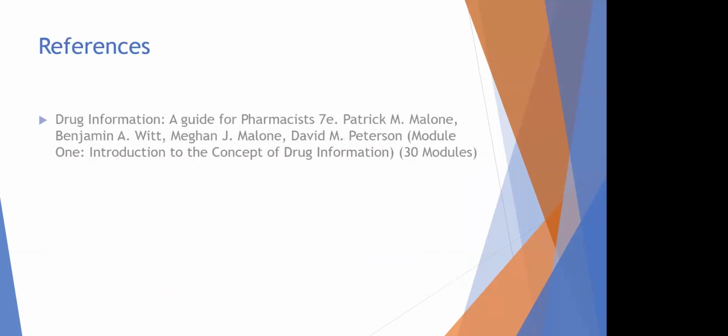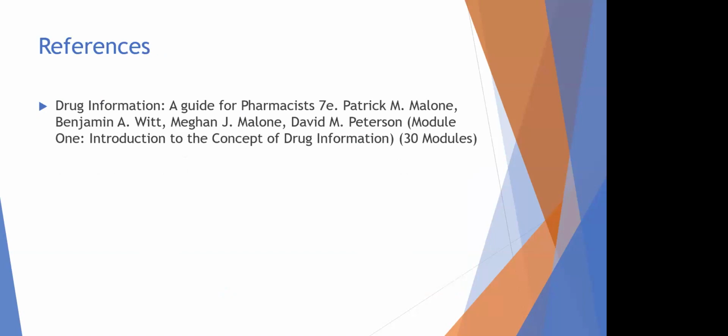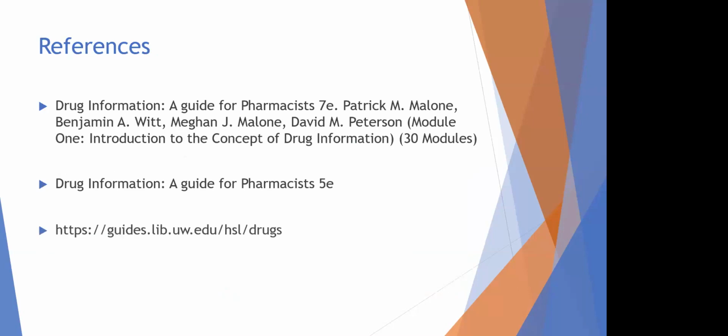My references: I've mentioned Drug Information: A Guide for Pharmacists, 7th edition, that has 30 modules or 30 chapters. Drug Information: A Guide for Pharmacists, the 5th edition, the guides to University of Wisconsin.edu.